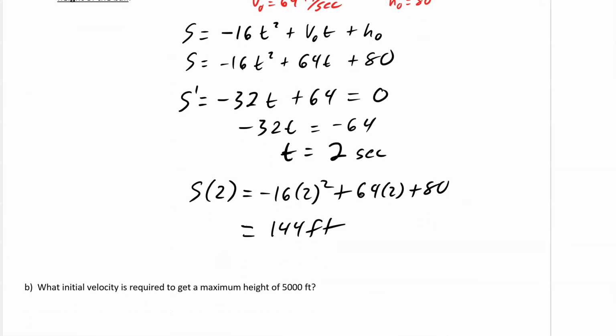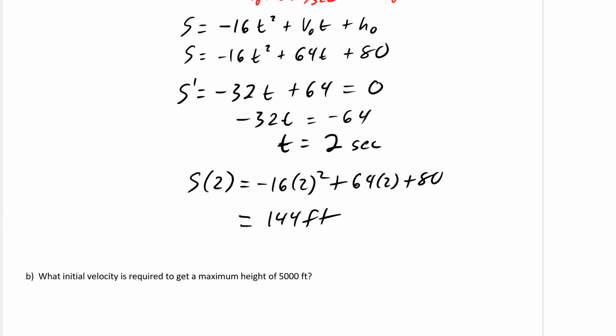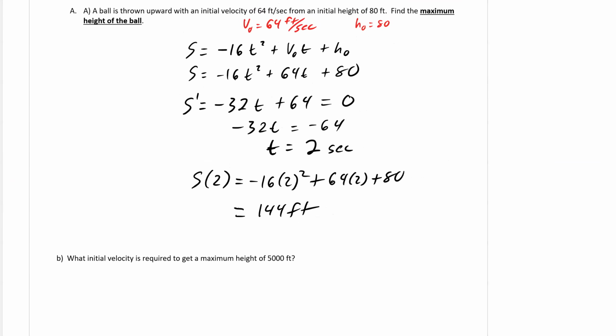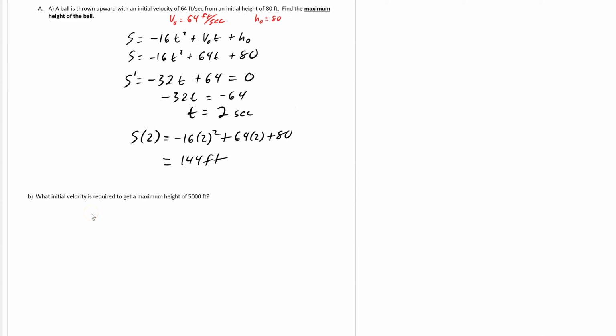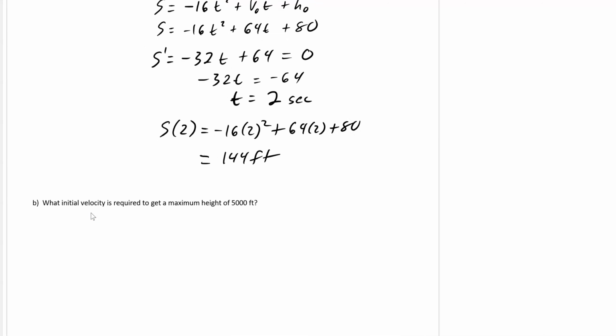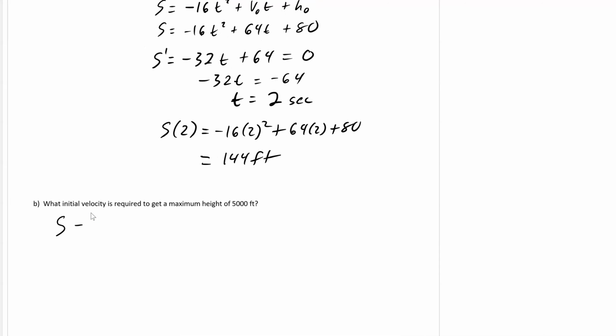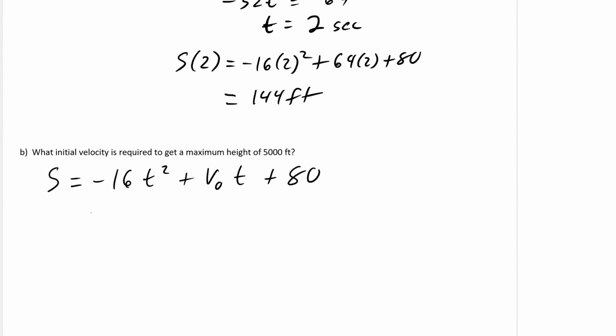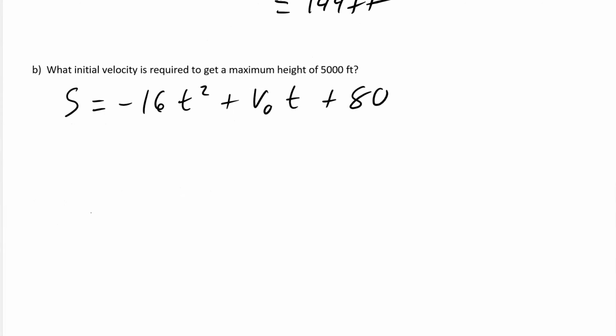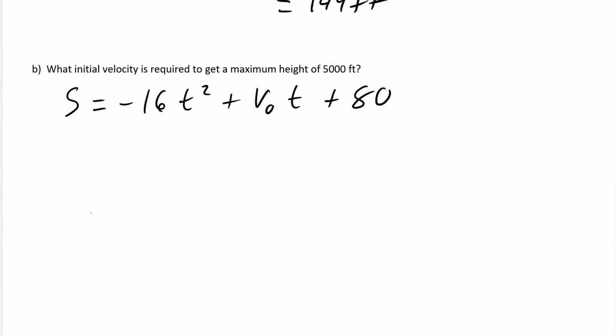So now, the good question is this. What initial velocity is required to get a maximum height of 5,000 feet? So what we have to do is make our v0 a constant. So if we take our function s equals negative 16t squared plus v0t, and now we put in 80 because we know the initial height. Now if you set this equal to 5,000, all it's going to do is give us a v0t that equals 5,000. That's not what we want.